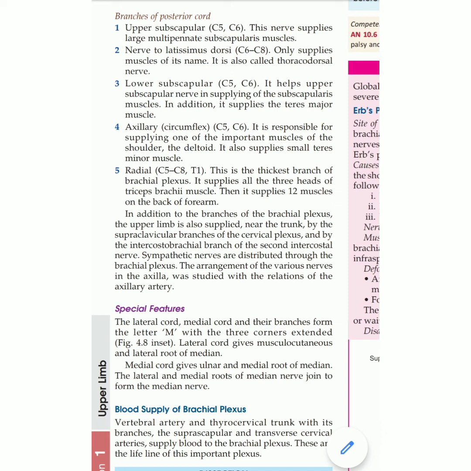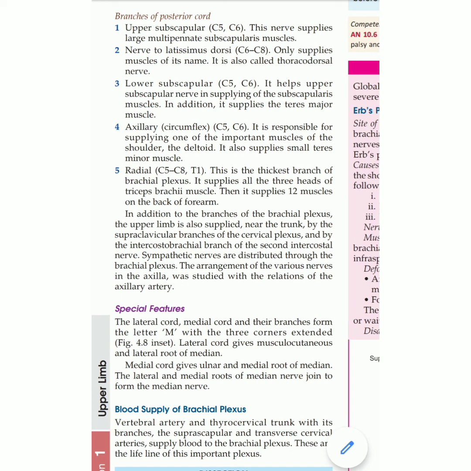The arrangement of the various nerves in the axilla was studied with the relations of the axillary artery. Special features: the lateral cord, medial cord, and their branches form the letter M with the three corners extended. The lateral cord gives the musculocutaneous nerve and the lateral root of the median nerve. The medial cord gives the ulnar nerve and the medial root of the median nerve. The lateral root and medial root of the median nerve join to form the median nerve.